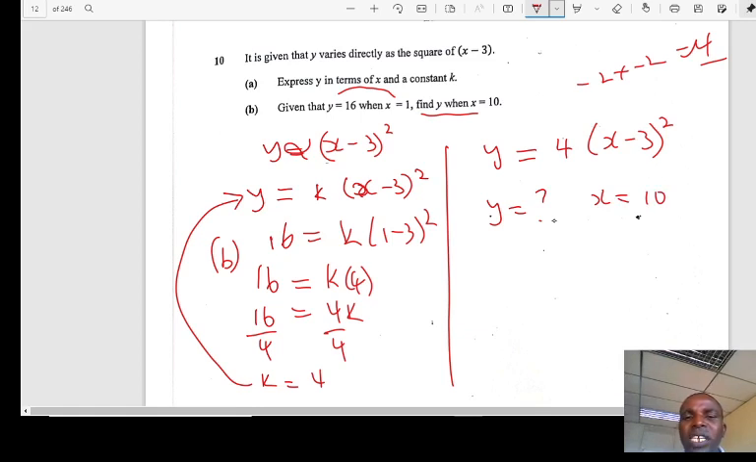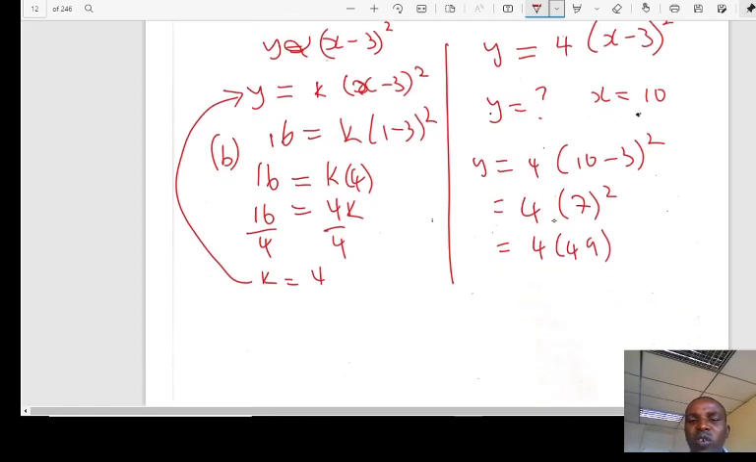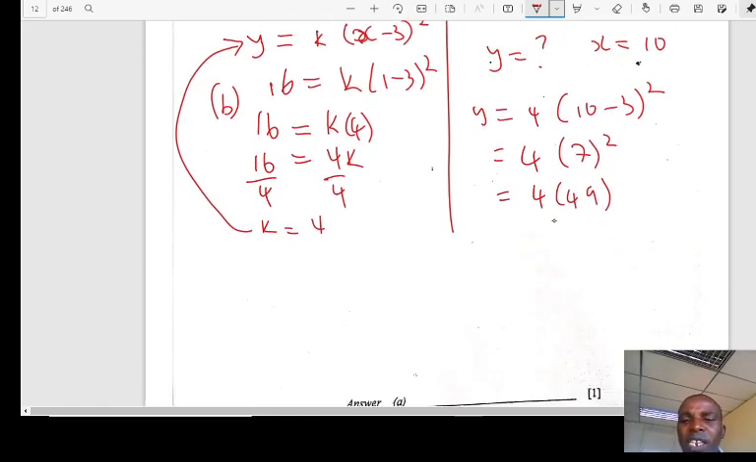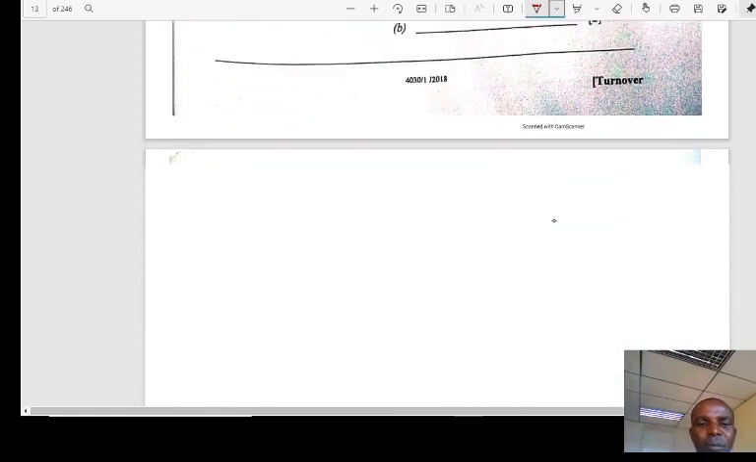It will be y is equal to 4 times 10 minus 3 squared. 10 minus 3 is 7 squared. 7 squared is 49. 4 times 49. What is 4 times 49? 4 times 9 is 36. 6 carry 3. 4 times 4, 16. Plus 3 is 19. So the answer is 196. That's for part B. Done.